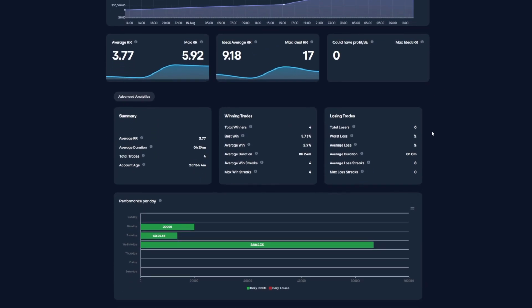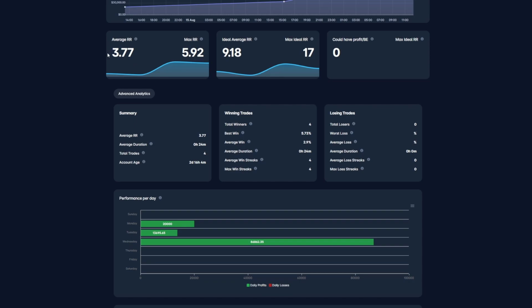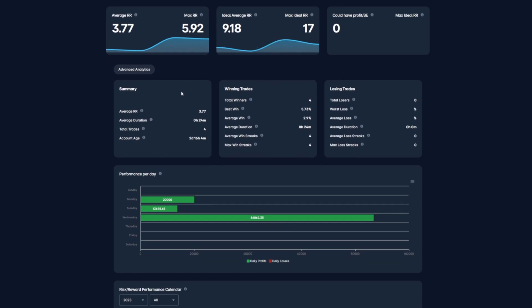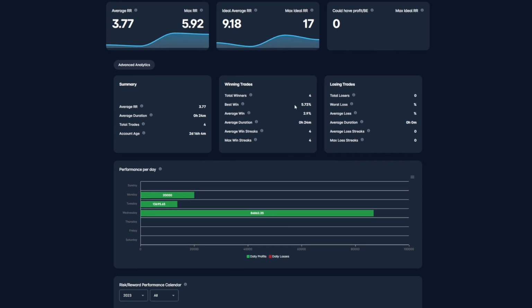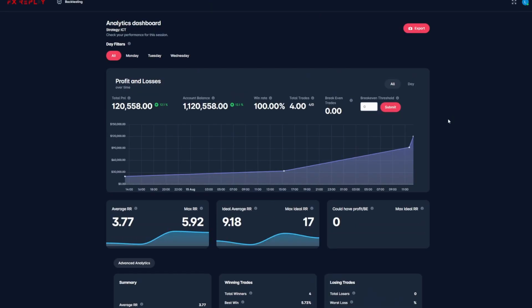Let's go look at some additional statistics here. We have an average RR of 3.77, a max RR, which was that insane trade of 5.9. So that's pretty good. The average trade duration is going to be just 24 minutes, which is not too long. And we basically had 4 winning trades in a row. And that is going to conclude it.